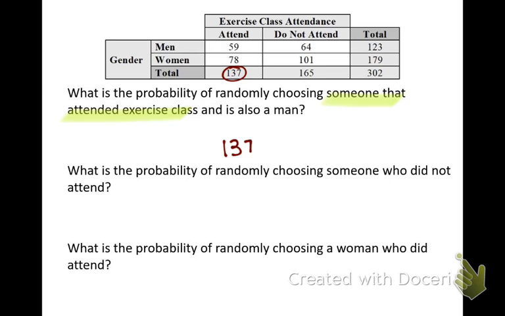137. Of those 137 that attended, how many of them were also a man and attended? 59. What does that make percentage-wise? Should be around 30-something%. 43? That's it? There's not a decimal? 0.1.